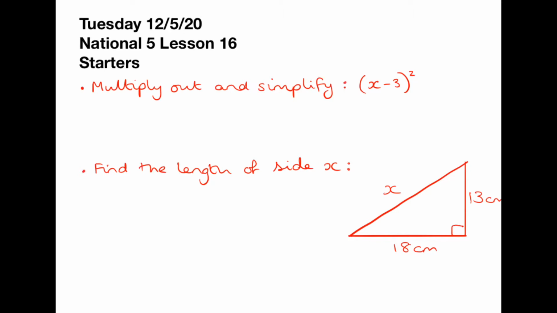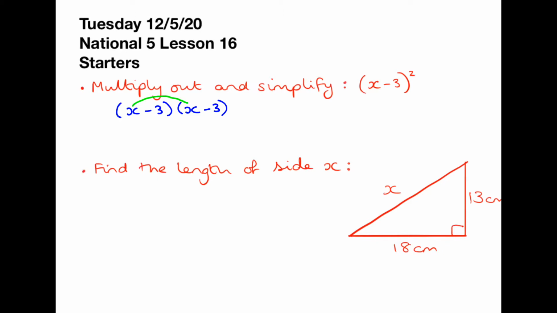Anyway, so we're first of all going to multiply out and simplify a squared bracket. Now remember that if a bracket is squared, or if anything's squared, it means it's multiplying by itself. So I'm going to draw lines on this to multiply it out. So remember our first two lines come from the first term in the first bracket.